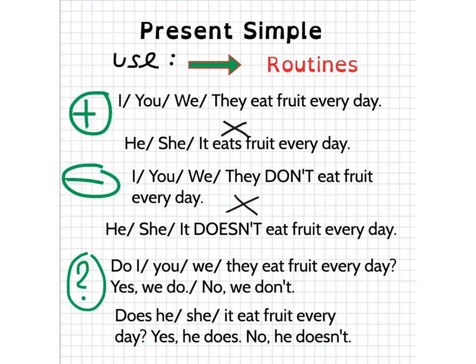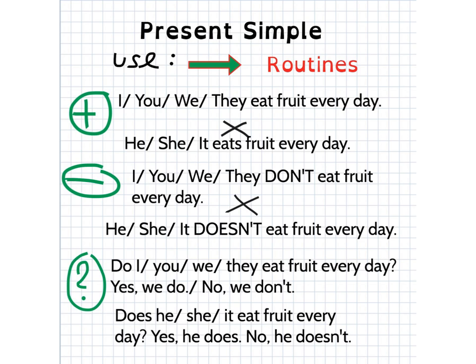In a negative form, again, there are two different forms depending on the subject. If the subject is I, you, we, and they, the sentence is as follows: you don't eat fruit every day. We have to use the auxiliary verb do not, in the contracted form don't. Again, if we use he, she, or it, the third person singular, there is an important change, and instead of don't, we use doesn't. So the sentence is: she doesn't eat fruit every day.